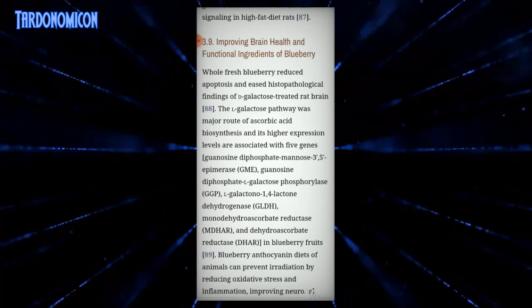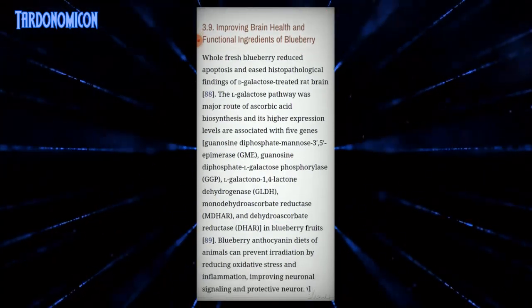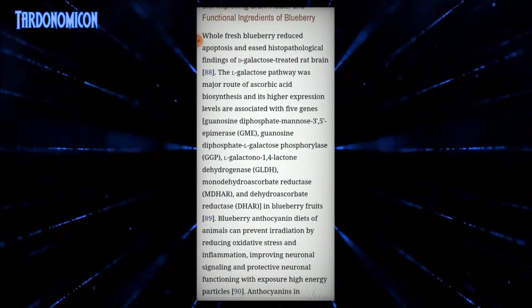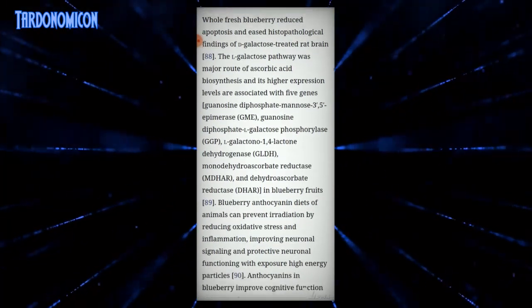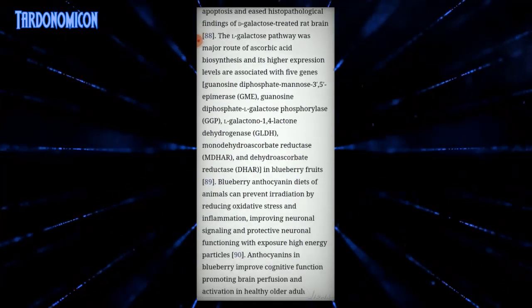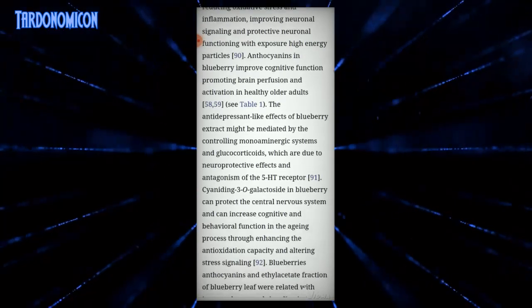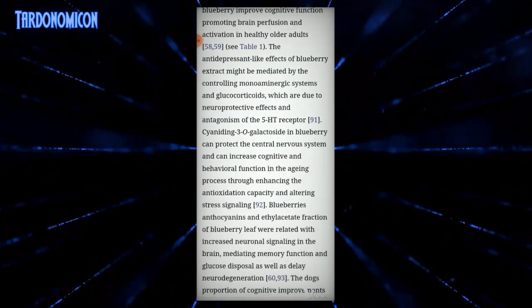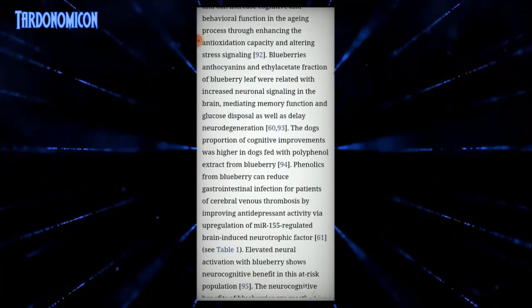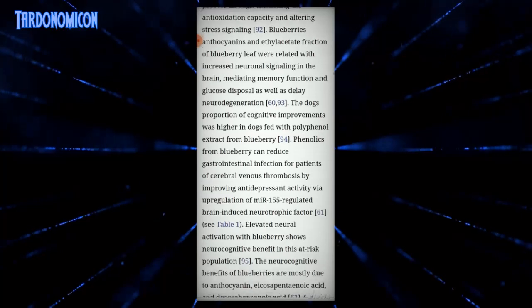Improving brain health and functional ingredients. Whole fresh blueberry reduced apoptosis and eased histopathological findings of D-galactose-treated rat brain. The L-galactose pathway was major in rat, okay. It has antidepressant-like effects; blueberry extract might be mediated by controlling. Blueberry leaf was related to increased neuronal signaling.